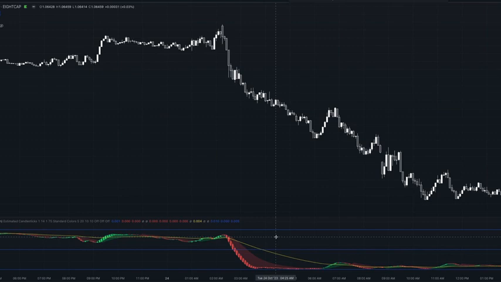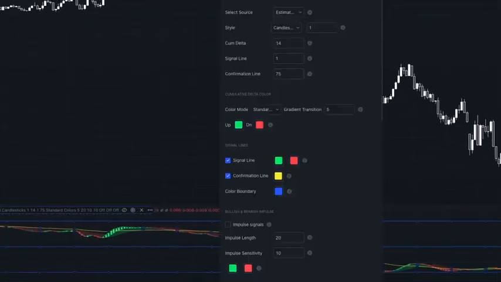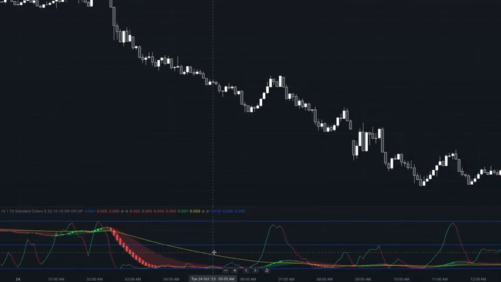So now that you've learned how to identify whether you're in an uptrend or a downtrend and where the buying or selling pressure is and how much of it there is, we can use that to our advantage to find pullbacks in the trend or to find reversals in trend. So I'm going to go ahead and add that signal line back in. And the signal line represents the price action within the trend.